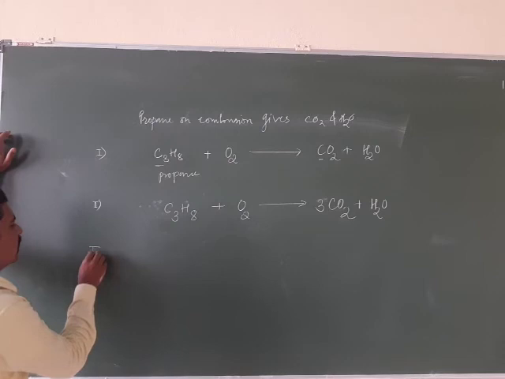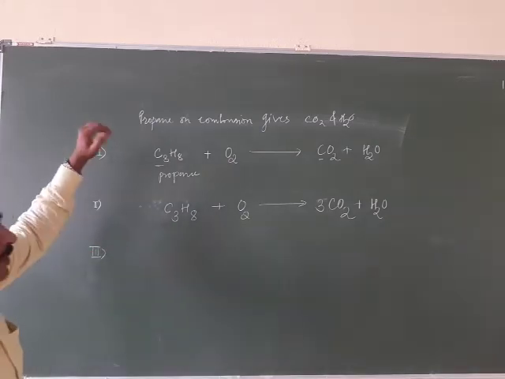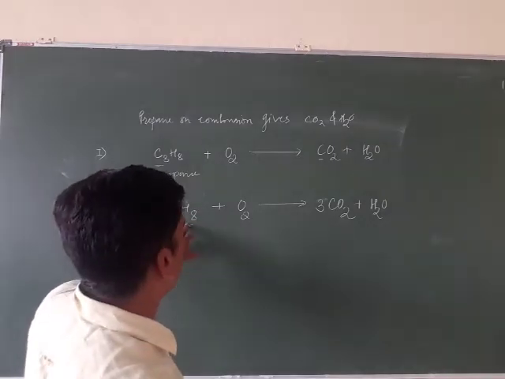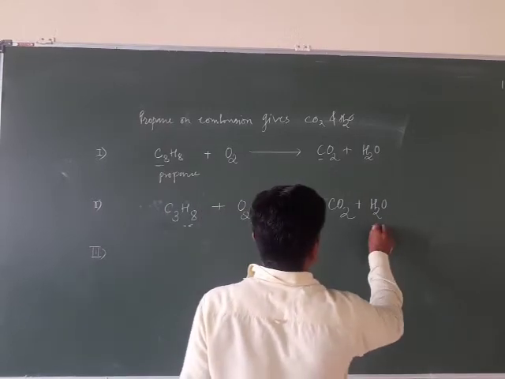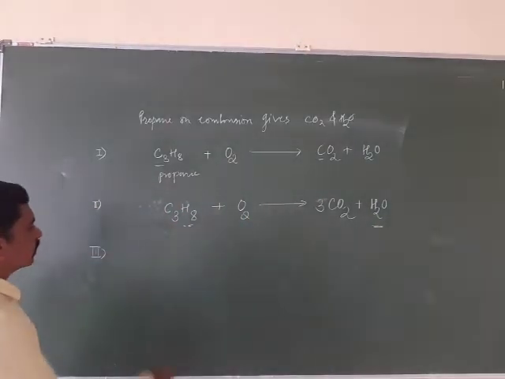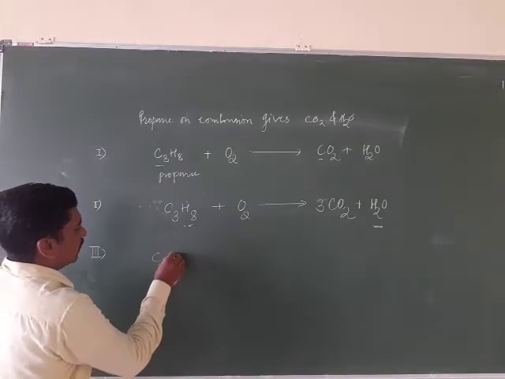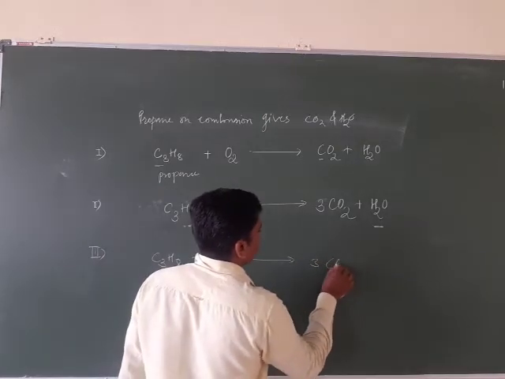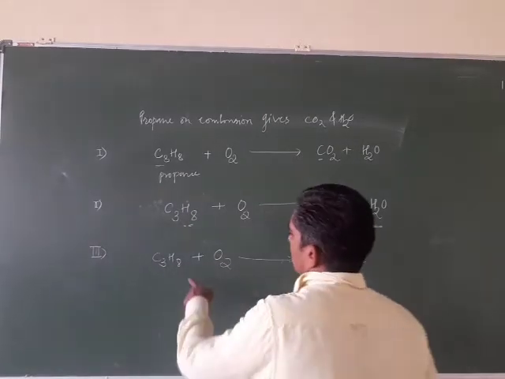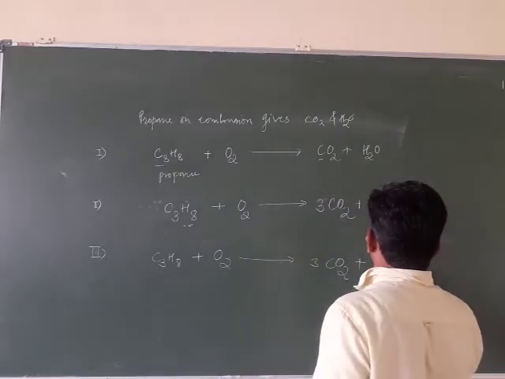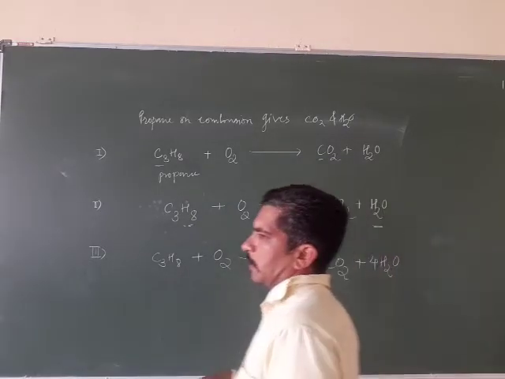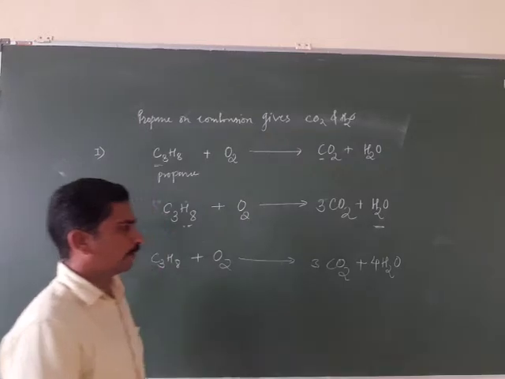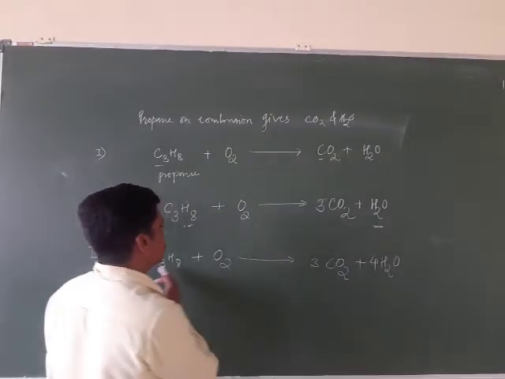In the next step we have to balance the hydrogen atoms. Look at the hydrogen atoms. On the left hand side there are a total of 8 hydrogen atoms, but on the right hand side there are only 2. So we rewrite the equation and balance for hydrogen. 3CO2 plus, now here, 8 hydrogen means we have to take 4 water molecules. 4 into 2 is 8. Now hydrogen is also balanced.